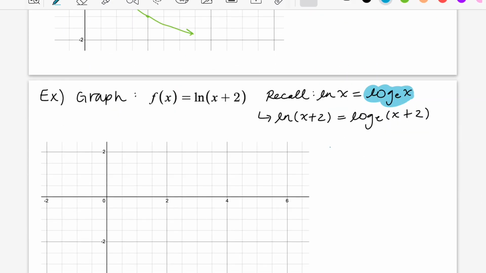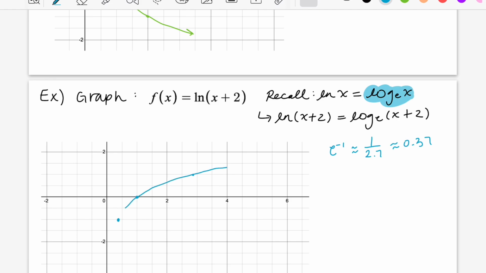So first, we have e to the negative 1 power. This is approximately equal to 1 over 2.7, which is approximately 0.37. So our first point here is going to be 0.37 comma negative 1, right about there. Our next point is going to be 1 comma 0. And then our last point is going to be e comma 1. And so e is roughly 2.7, so that'll be right about here.